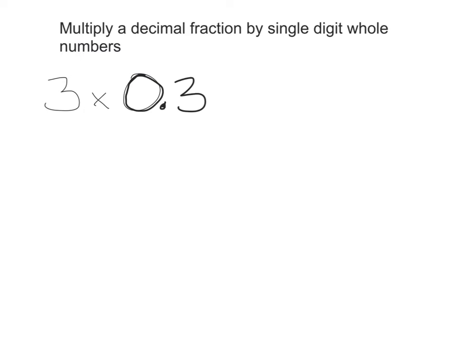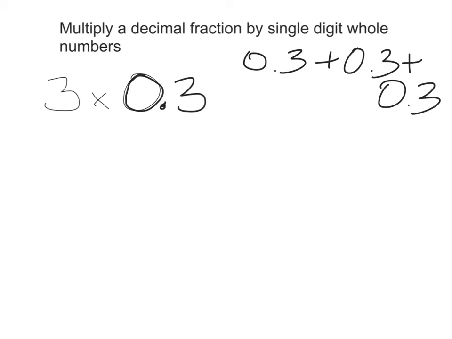Okay, boys and girls, today we are multiplying decimal fractions by single-digit whole numbers. So our first equation is 3 times 3/10. We can also say that 3 times 3/10 is the same thing as making 3 copies of 3/10 or making 3 groups of 3/10. Remember that multiplication is the same thing as repeated addition. So 3 times 3/10 is the same thing as saying 3/10 plus 3/10 plus 3/10.